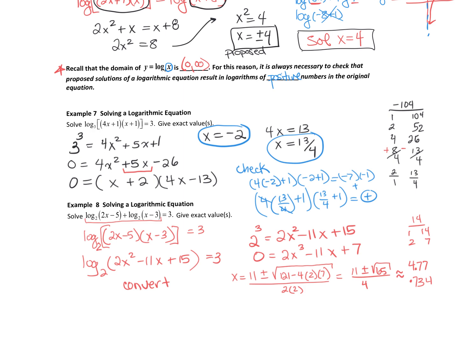And then let's ask ourselves, if I plug the 4.77 in, I should get something here around 8, maybe 10 minus 5, but definitely positive. 4.77 minus 3 is also positive. So this answer checks. 0.734, on the other hand, when I subtract 3, that's definitely a problem. So in this particular case, I only get x equals 4.77.